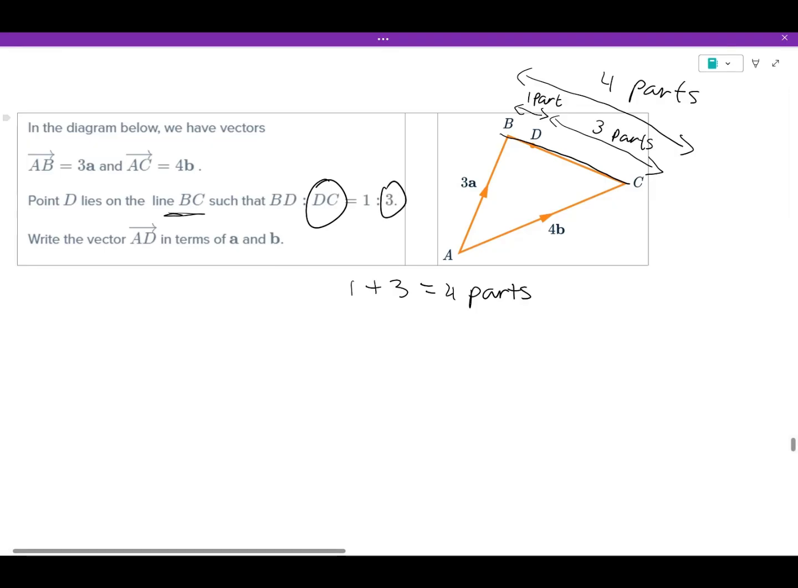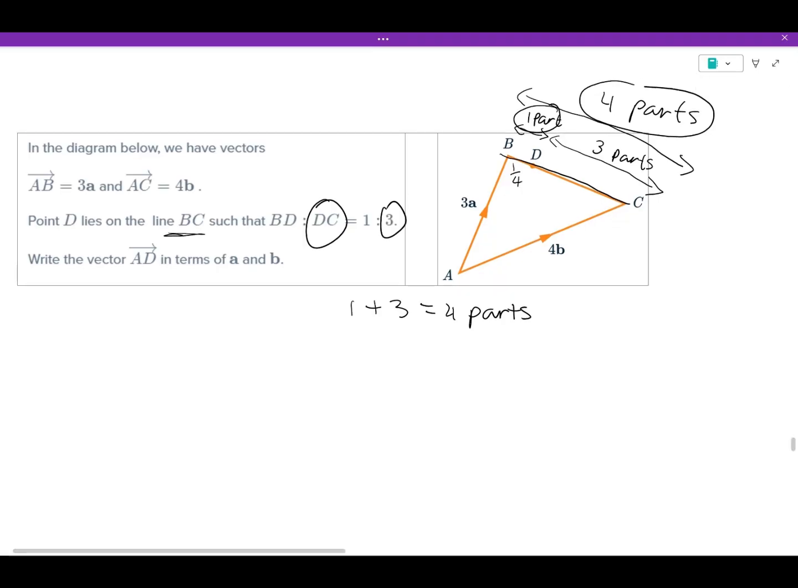What we can now do is write my ratio as fractions. Between B to D, I have 1 part out of a total of 4 parts, so I have 1/4 of my line between B to D. And then if we consider D to C instead, well, for D to C, we have 3 parts out of a total of 4 parts. So therefore, between D to C, there is 3/4 of the line of B to C.